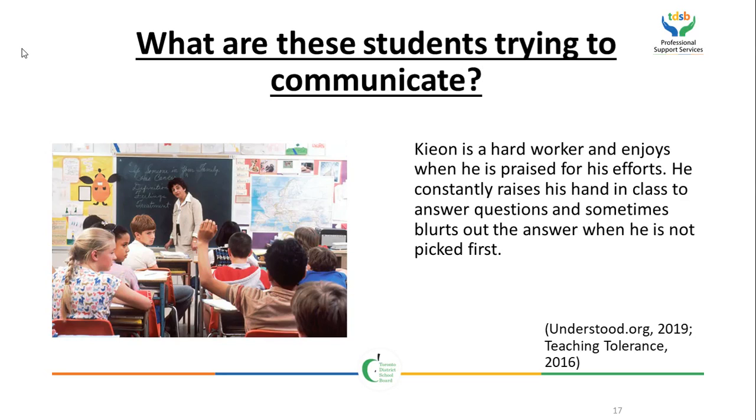This student's behavior is likely due to desiring attention. Keon is trying to communicate that he feels motivated when he is told that he has done a good job. He is also saying that he wants to show you how much he knows about the subject, and when he blurts out an answer, he's not trying to be disruptive to your class. He may also feel anxious if he's not chosen immediately because he doesn't know if you will get to him eventually.